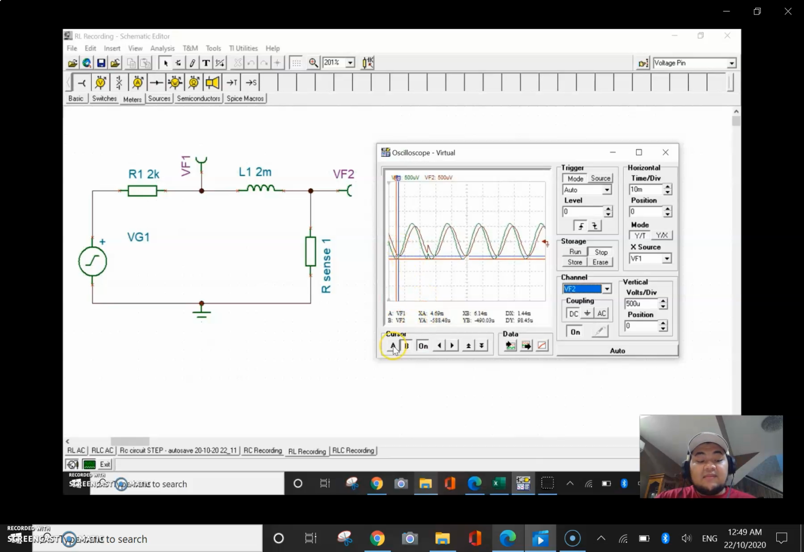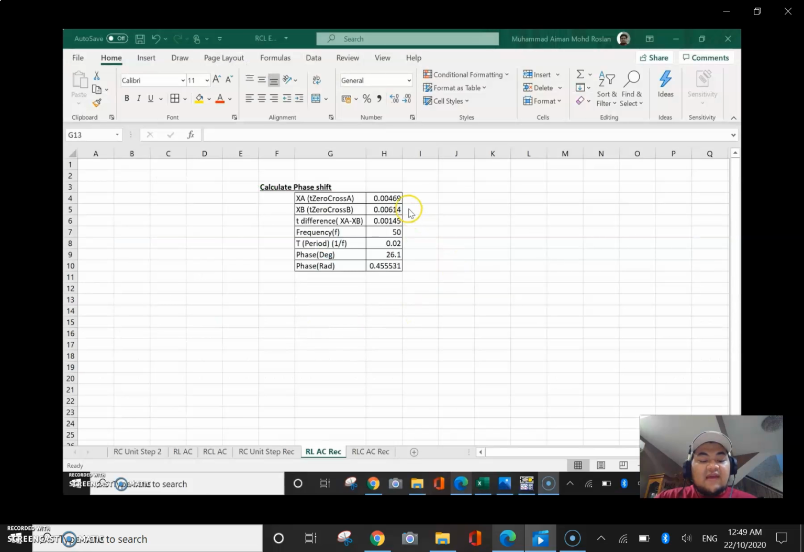Once we obtain the readings in milliseconds as XA and XB, we can transfer them to an Excel sheet where we can calculate the phase shift. Here, we have XA, which is 4.69 milliseconds, and XB, which is 6.14 milliseconds. Now, using the Excel formula, we can obtain the T difference between XA and XB.